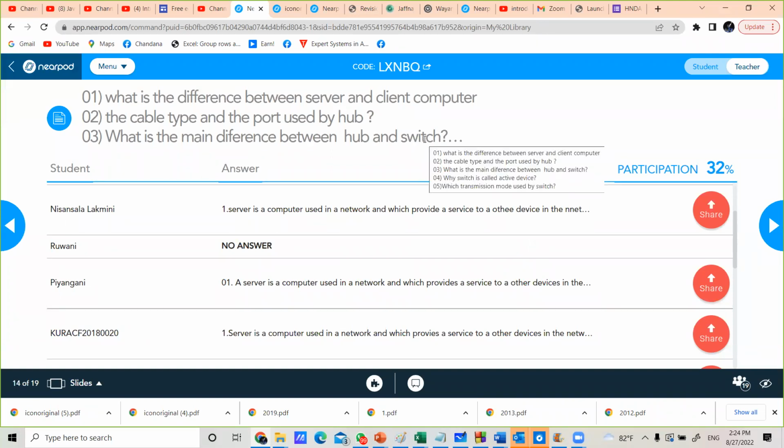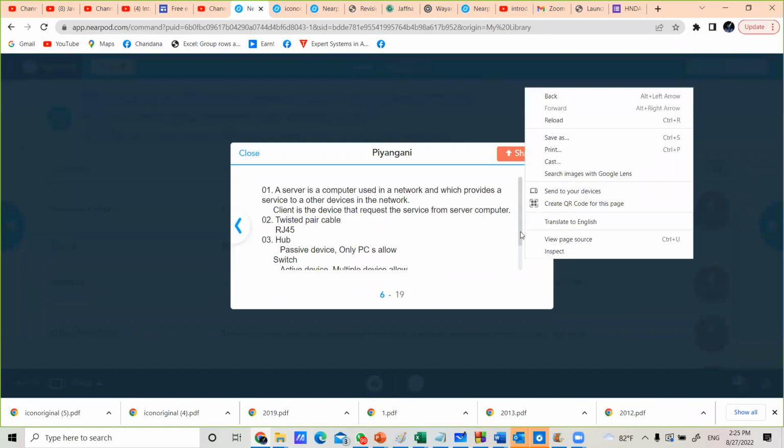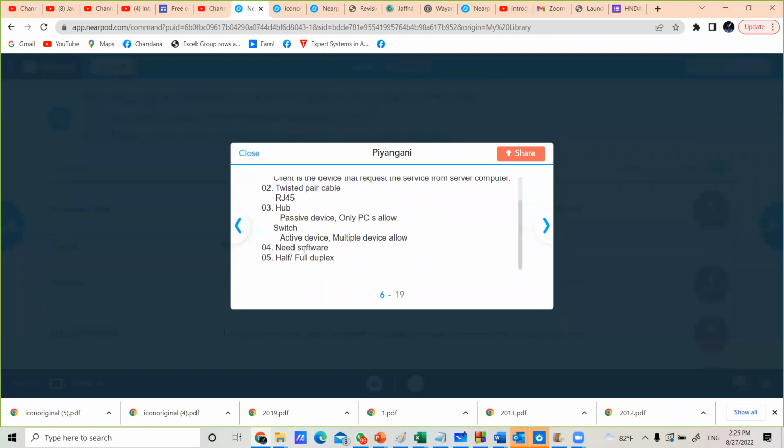Question number 4. Why is a switch called an active device? Needs software. That's correct. A switch needs software to control the network, but a hub does not need any software to control the network. Therefore, a switch is called active.